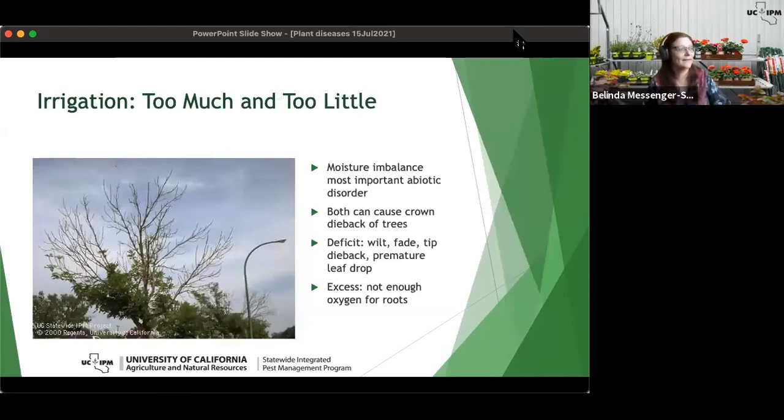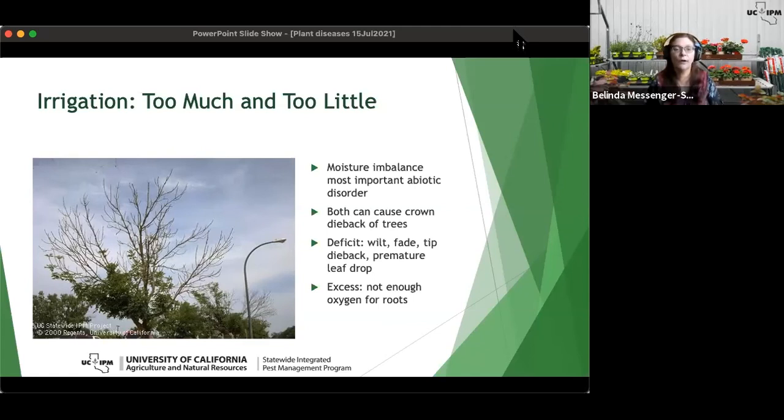So next slide, irrigation. So too much and too little. Moisture imbalances can both mimic and trigger plant diseases. Both can cause crown dieback of trees because there aren't enough roots to feed the leaves. A mild and prolonged deficit of water can cause reduced growth, tip dieback, wilting, fading, and premature leaf drop. If there's a chronic water deficit, you can see salt buildup leading to leaf margin necrosis and branch dieback.